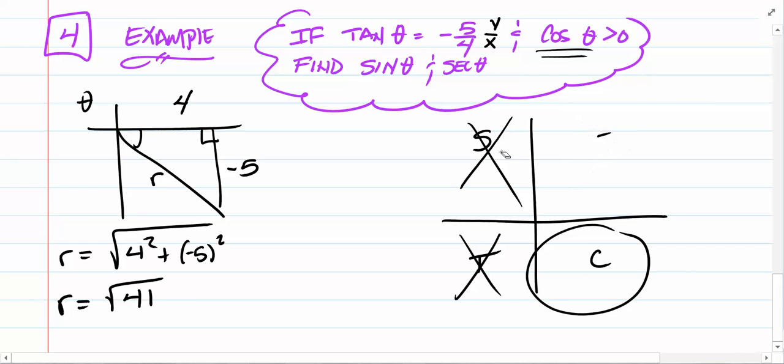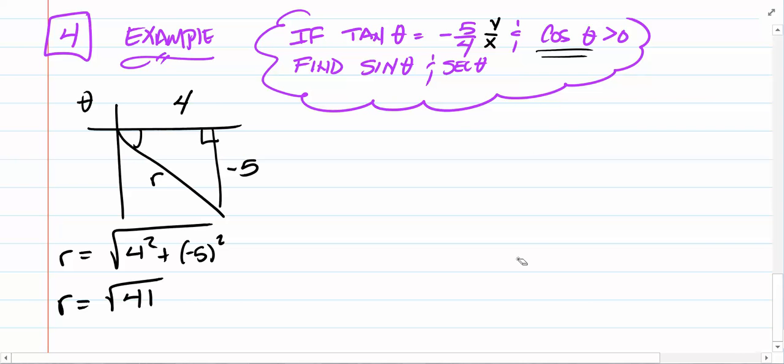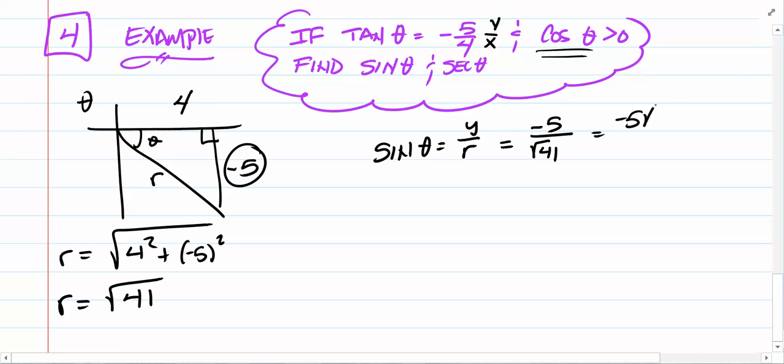Okay, so now it's asking me for the secant and the sine. Well, the sine of theta was determined to be y divided by r. So the y value I have is what? Negative 5. Good. So the sine is negative 5, opposite over hypotenuse. Sine of my angle here is opposite over hypotenuse, right? And then the r value is root 41. Of course, we can't leave it like that. So we get negative 5 root 41 over 41. There is the sine of theta.